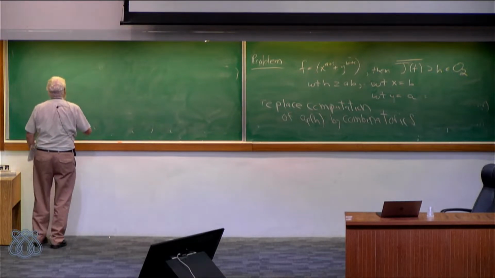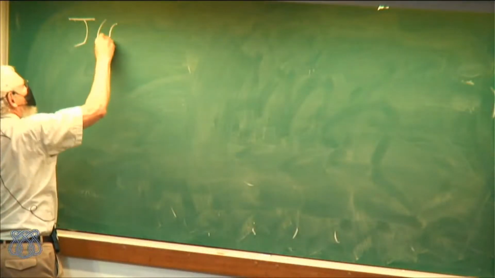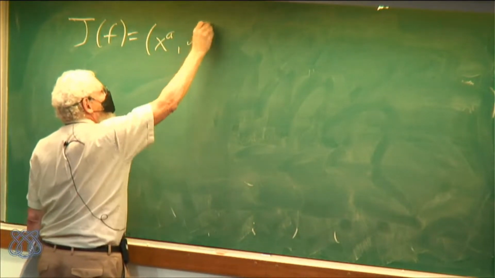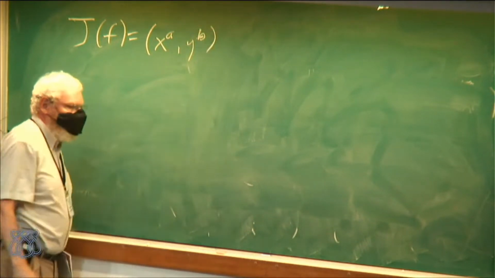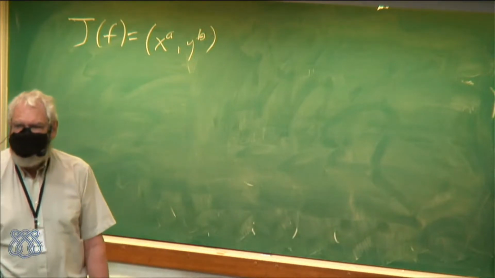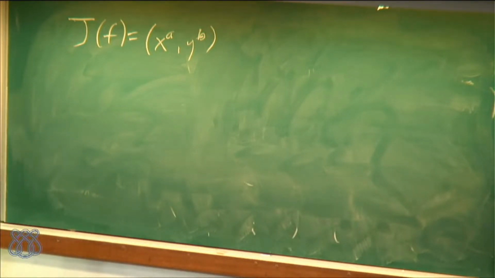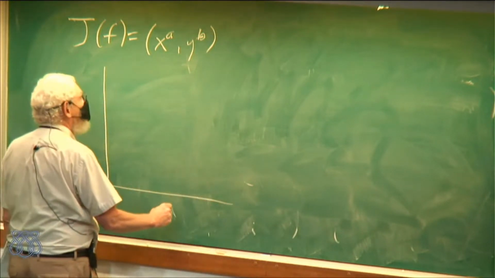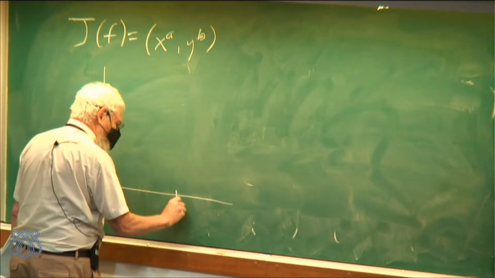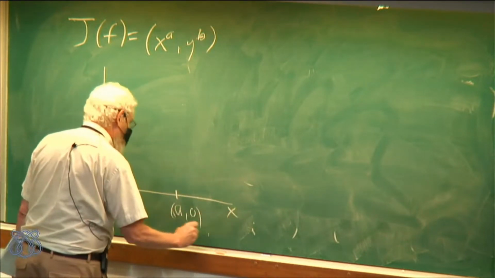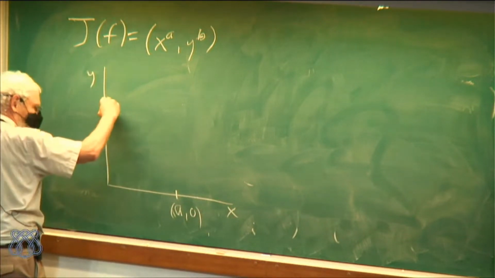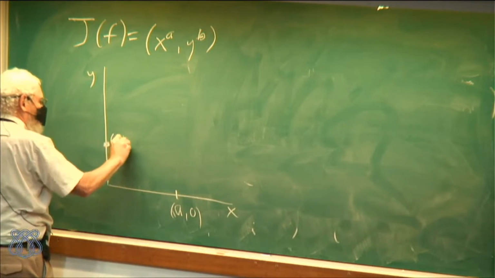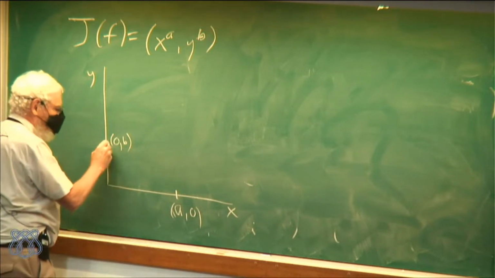Okay, so the Jacobian ideal of F is just the ideal generated by x^A, y^B. And we've seen how you can plot the two monomials that appear there in a quadrant. So we have A, 0 on the x-axis, and the y-axis up here as usual. And here we might have 0, B. And I want to draw the line that connects those two points.